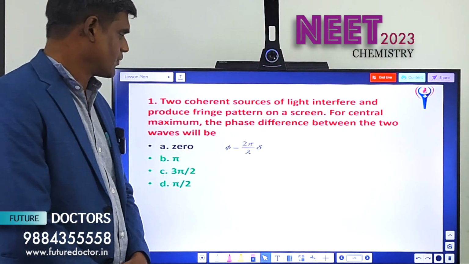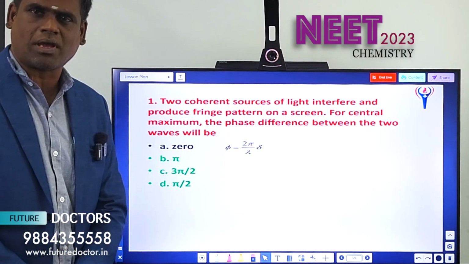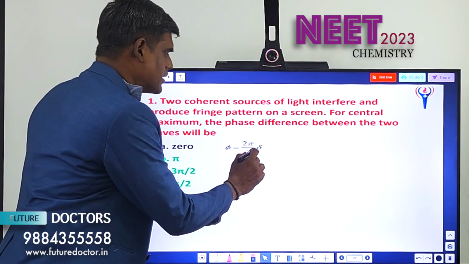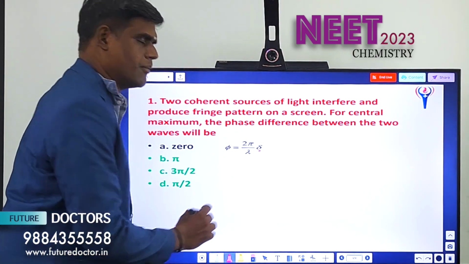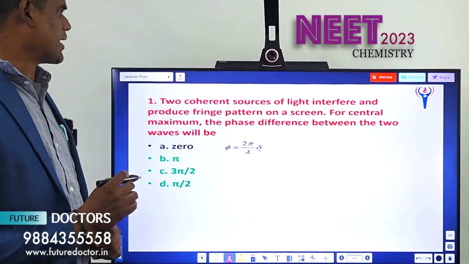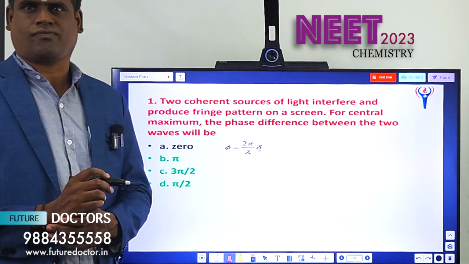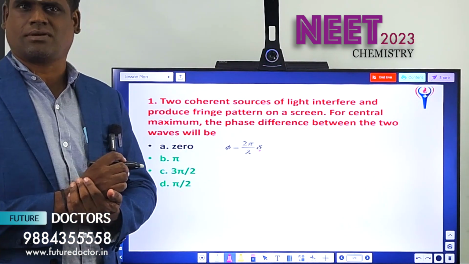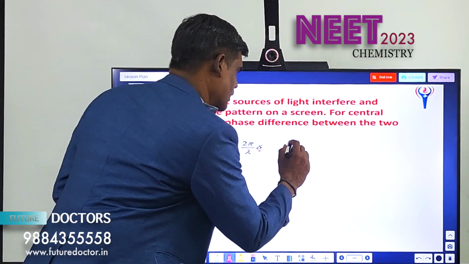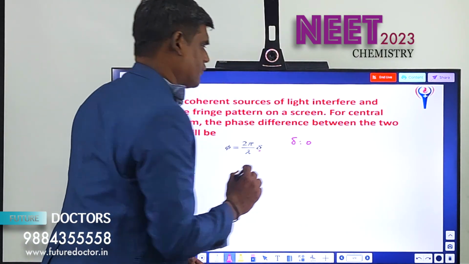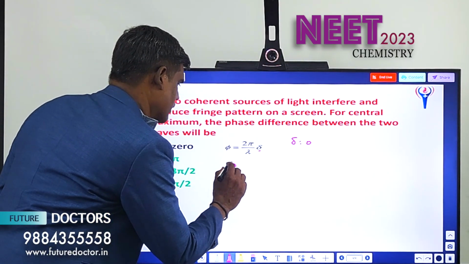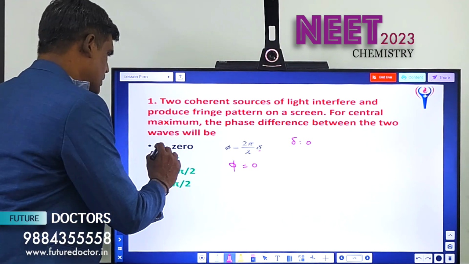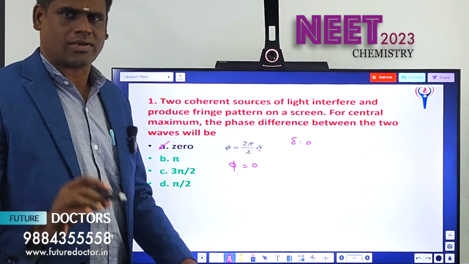What is the formula used? Formula used is phi equal to 2 pi by lambda into delta. Here phi is the phase difference and delta is the path difference. For central maximum, path difference is 0. If delta equal to 0, then phi equal to 0 into 2 pi by lambda, that is 0. So option A, 0 is the correct answer.